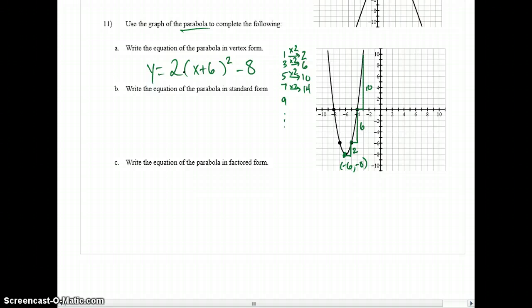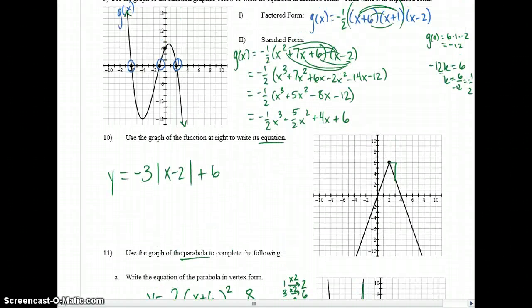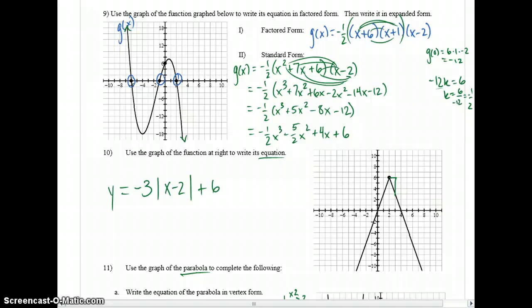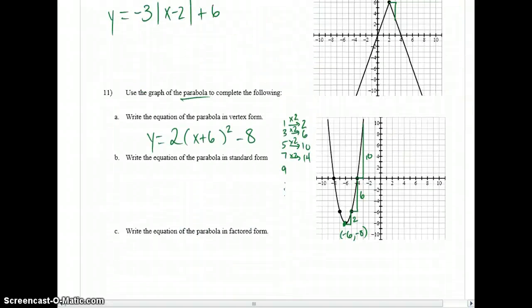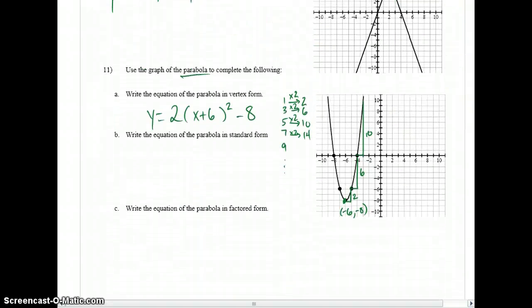Part B asks us to write the equation in standard form. Very similar to the work we did earlier. If we look at the top of the page, we're looking to distribute and multiply everything out just like in question 9. Here, what we're going to do is start with the parentheses, and I've got x plus 6 squared. Remember, x plus 6 squared means x plus 6 times x plus 6, not just putting the squared on the x and putting the squared on the 6. So x plus 6 times x plus 6 is x squared plus 12x plus 36.